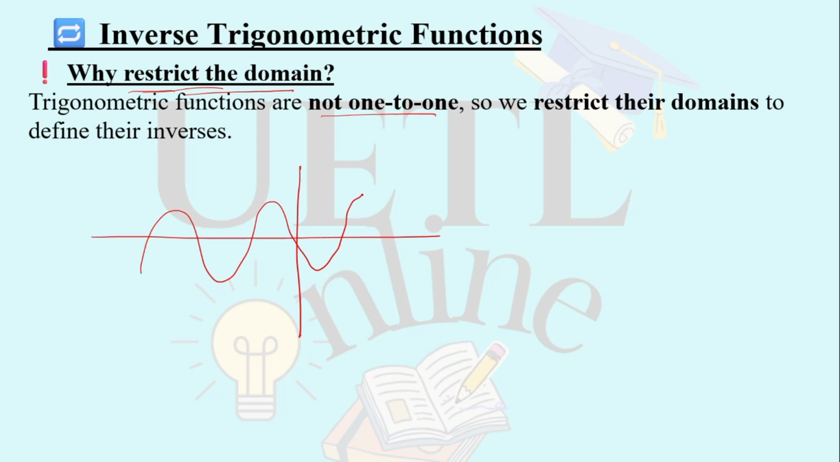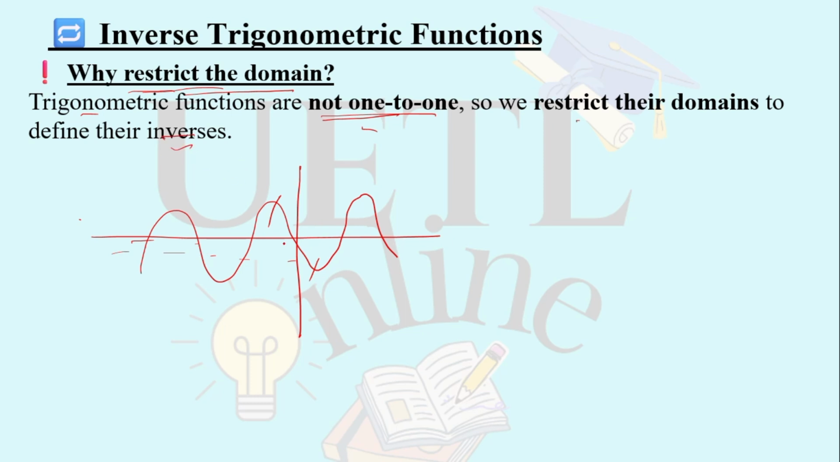I'm just going to draw. If it's a one-to-one function, this means that any horizontal line should cut the graph once. So trigonometric functions are not one-to-one because a horizontal line cuts the graph many times. So we have to restrict their domain. We are going to cut at a certain point. Let's say in this case we choose to cut from here to here. Then you draw this graph. This is restricting the domain, and that is the only way we can find their inverses.